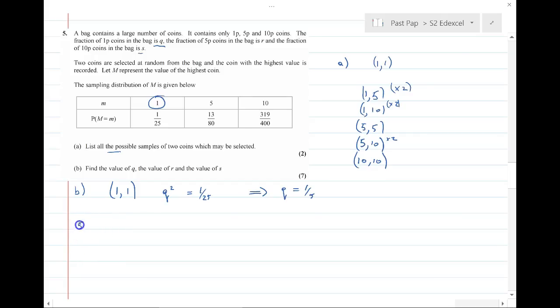But to get 5, we've got a number of possibilities. We could have 5 and 5, which has probability, let's get the letters the right way around, R. So that's R². But we could also have a 5 and a 1. It just can't have a 10 in it. And that will have 2 times Q times R, but we know that Q is 1/5, so that's 2/5 of R.